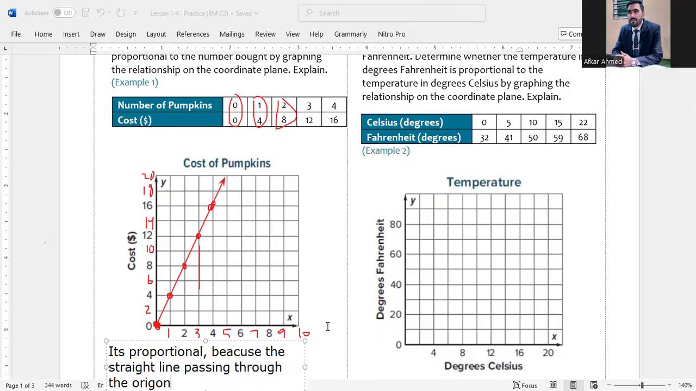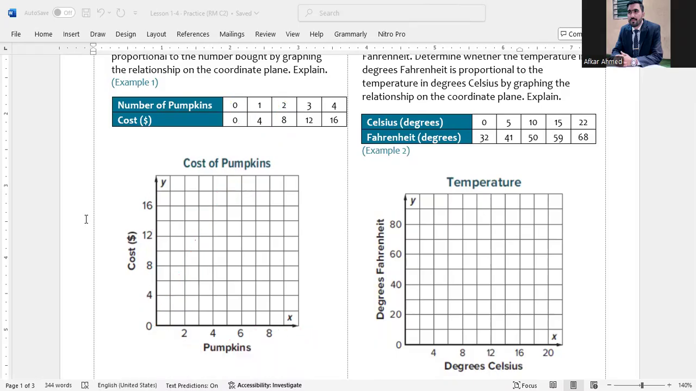Okay, this is the main thing. It's proportional because it's passing through the origin. Number two is the same. Number two, we will do some things here.